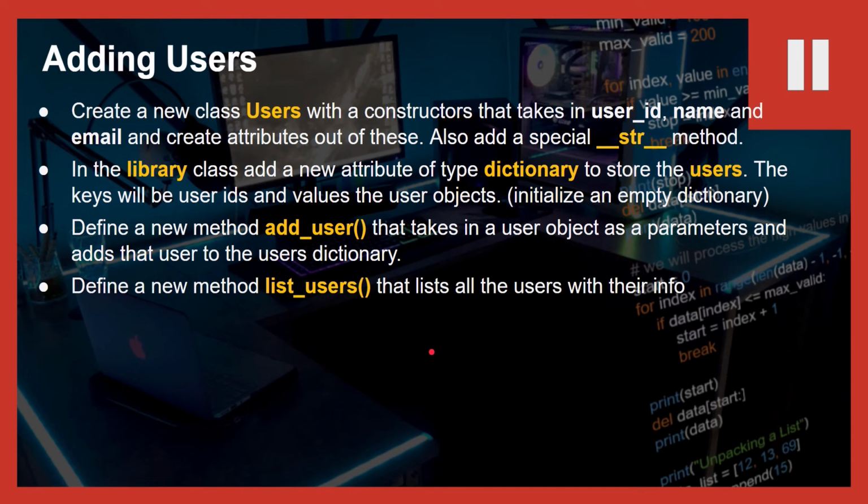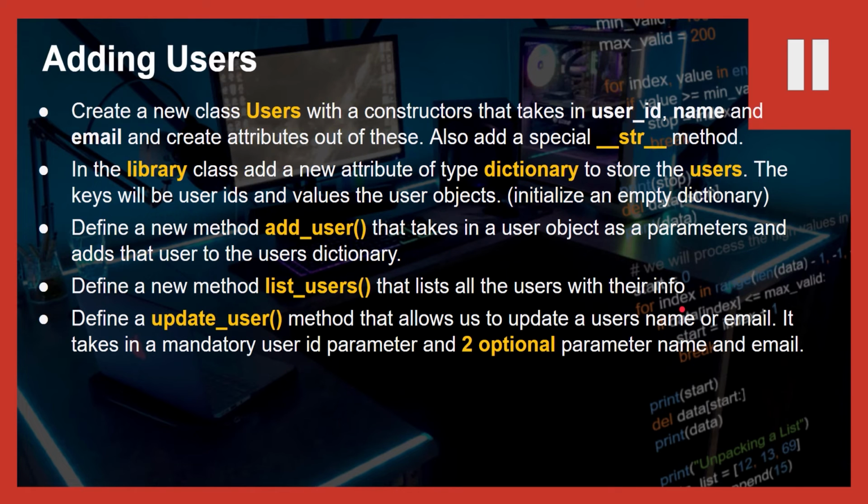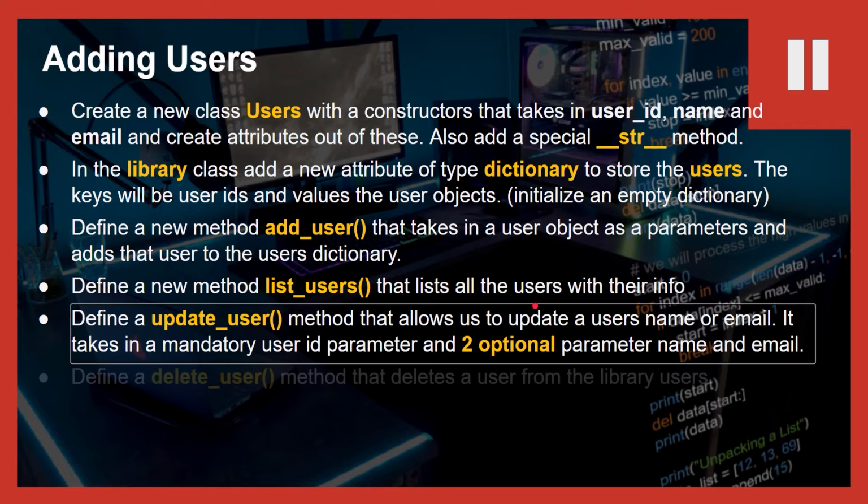Define a new method that lists all the users, all the users with their info. Define an update user method that allows us to update a user's name or email. It takes in a mandatory user ID parameter and two optional parameters, name and email. Define a delete user method that deletes a user from the library.